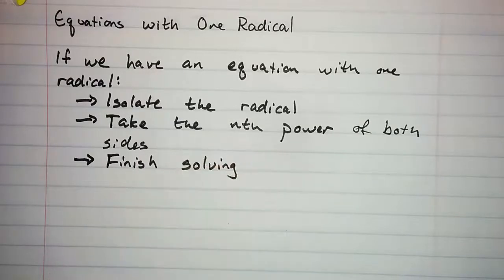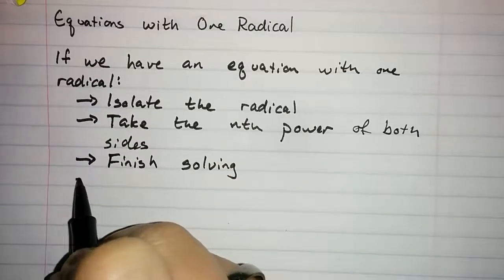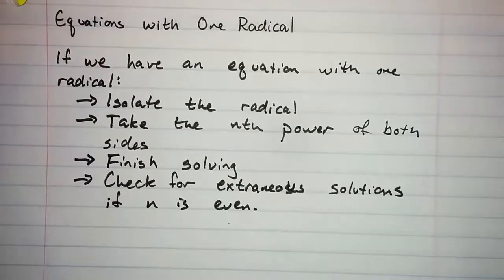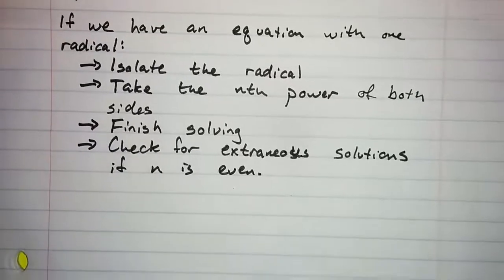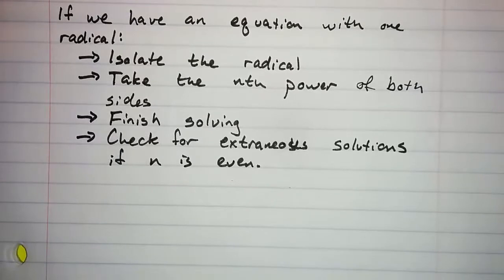And because we've taken the nth power of both sides, we should also check for extraneous solutions if n happens to be an even number. So let's see an example of this.